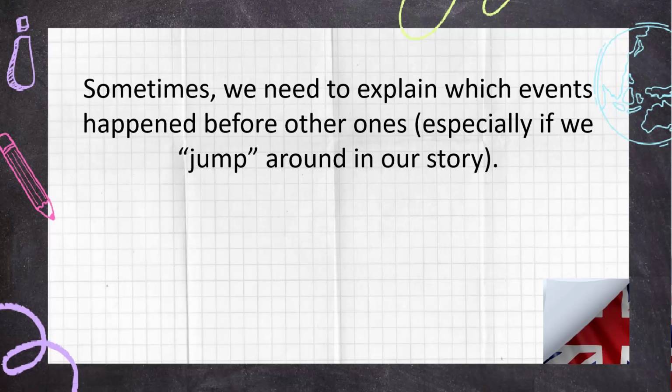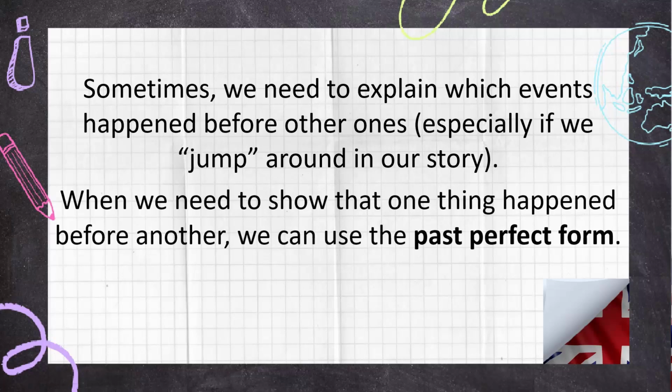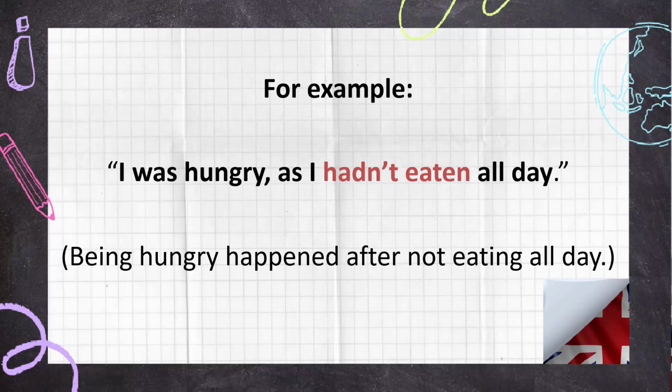Sometimes we need to explain which events happened before other ones, especially if we jump around in our story, so to say. When we need to show that one thing happened before another, we can use the past perfect form. For example, I was hungry, as I hadn't eaten all day. Being hungry happened after not eating all day.